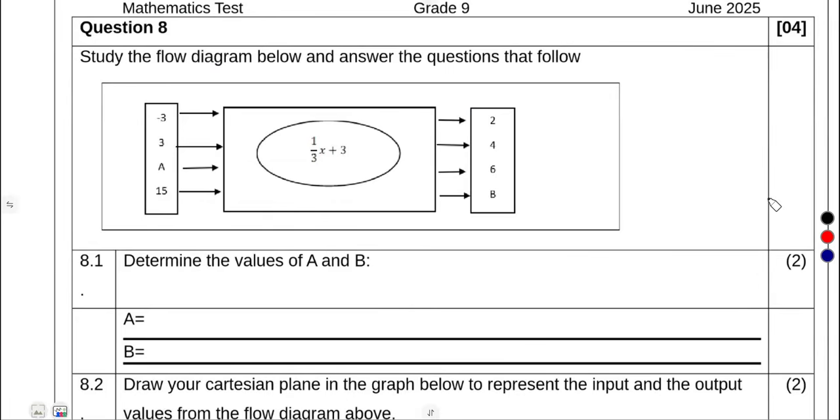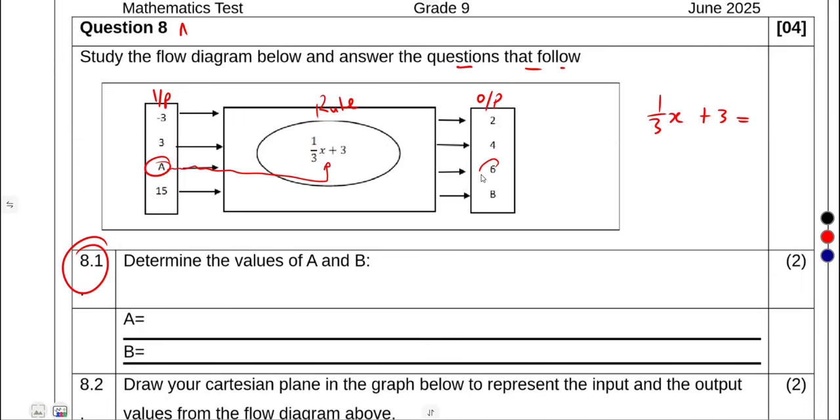All right, considering another part you're given here to study for number 8: study the flow diagram below and answer the questions that follow. All right. 8.1, determine the values of A and B. Remember this is your input and this is your output, and this is the rule that you're given. So A is on the input. If you substitute in place of x, a third x plus 3 is equal to the output.